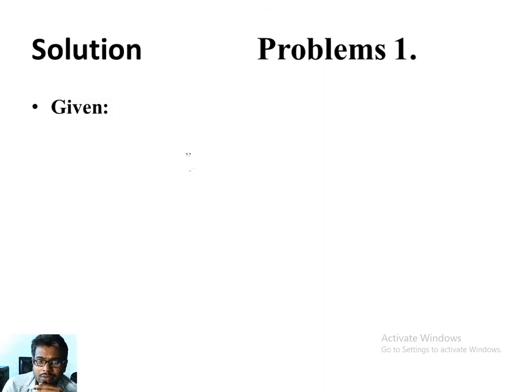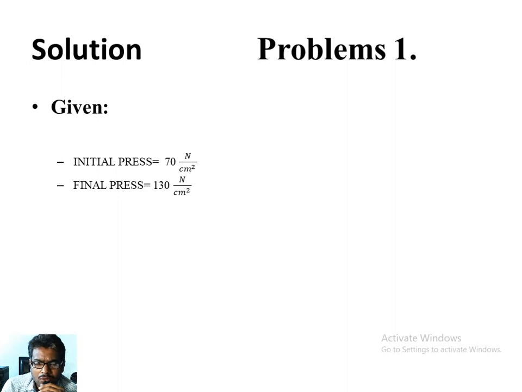What we have given: we have the initial pressure and final pressure. When we deduct the initial pressure from the final pressure, we get the change in pressure, that is 60 Newton per centimeter square. And for the change in volume, we know that 0.15% of the volume is decreased.